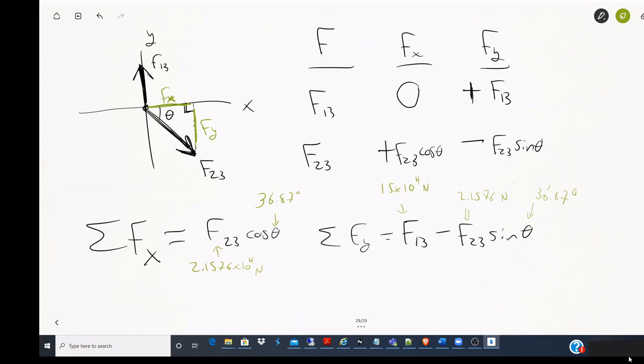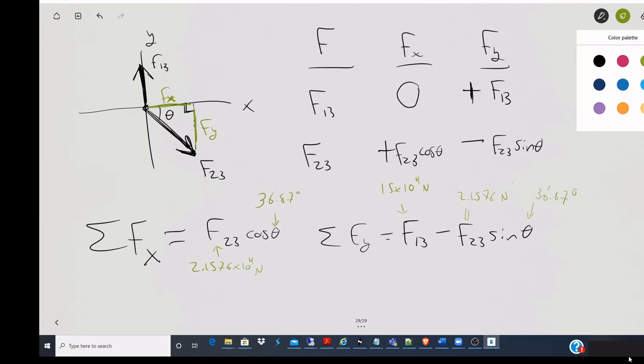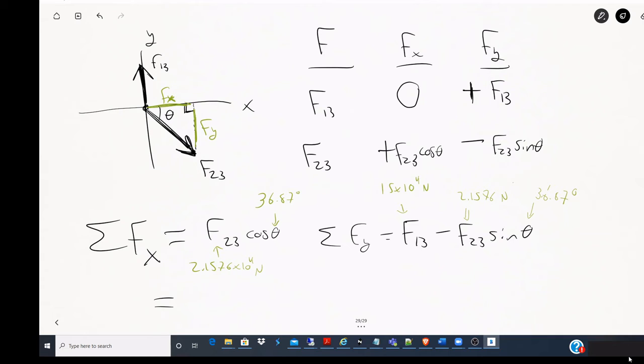I'll start with the sum of the forces in the x direction. So I need to multiply f(2,3), which is 2.1576 times 10 to the 4th, by the cosine of 36.87 degrees. That's what I have for this whole value, which is 1.726 times 10 to the 4th newtons.